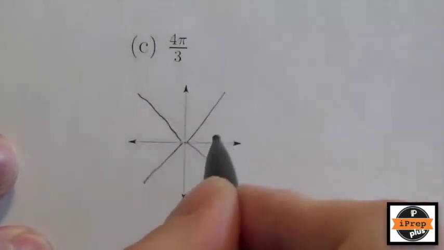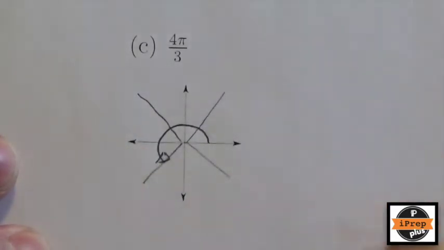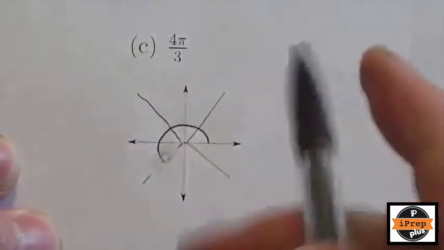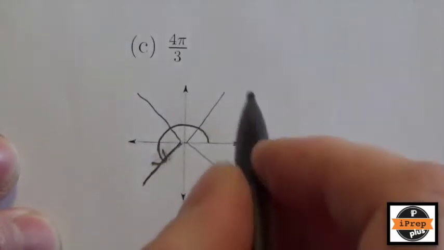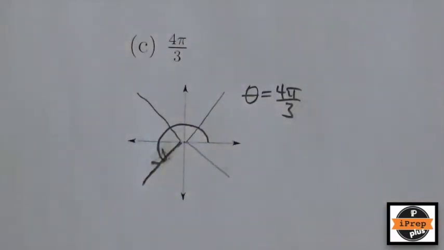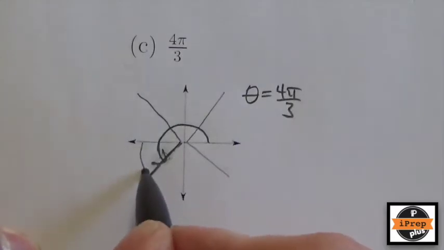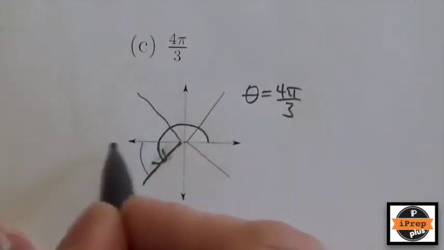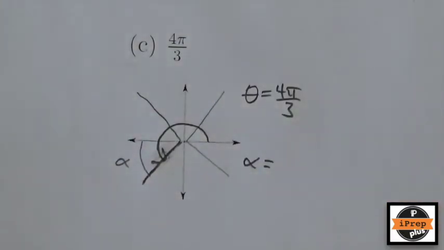4 thirds of pi is going to be 1, 2, 3. I'm sorry. I can't believe I did that. No, that's right. 1, 2, 3, 4 to get us down into the third quadrant here. So here's my angle at 4 thirds of pi. Now, I would like the reference angle. The reference angle, just like in part a, is the acute angle between the terminal arm and the x-axis here. So here's my alpha.